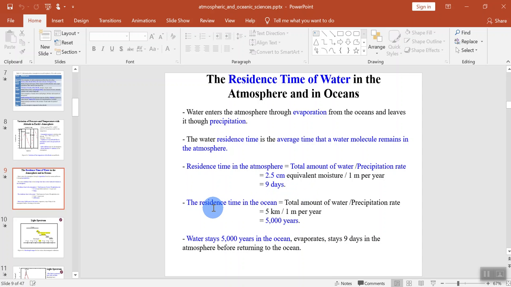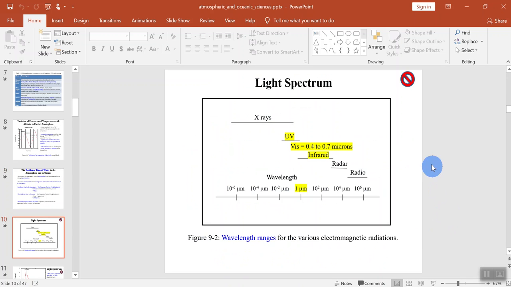Residence time of water in the ocean is the same type of thing, but now the total amount of water is 5 kilometers. And at 1 meter per year, that's 5,000 years. So water stays 5,000 years in the ocean, evaporates, and stays 9 days in the atmosphere before returning to the ocean. That's an average.